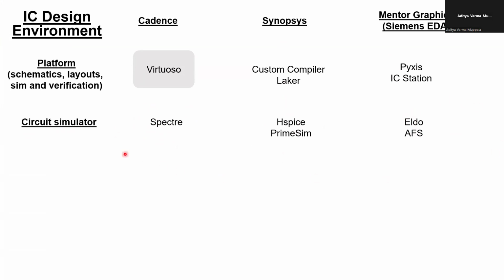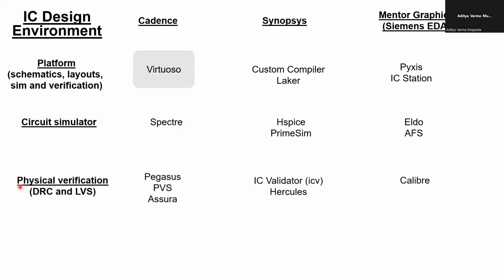So there's really no one player to rule them all. All of them have different applications. In our case, we'll be using Spectre for the most part. And then there's the physical verification, which is the DRC and LVS, which we talked about: the design rule check and the layout versus schematic.